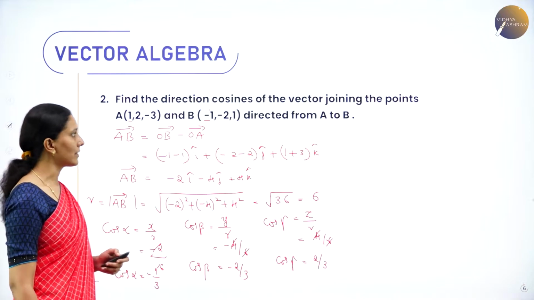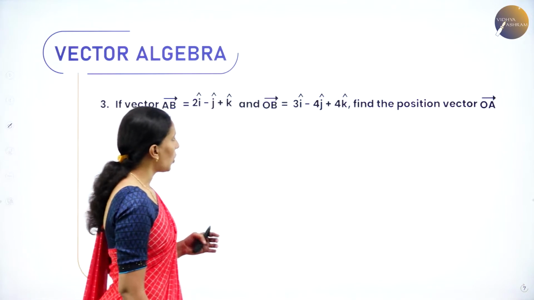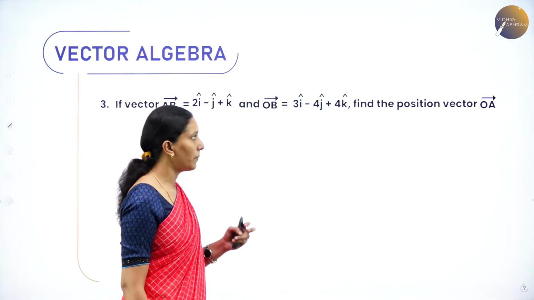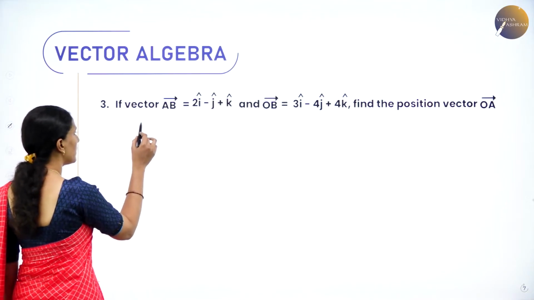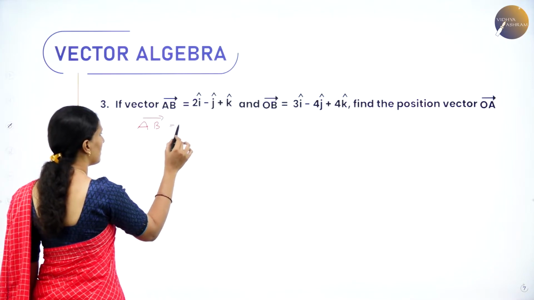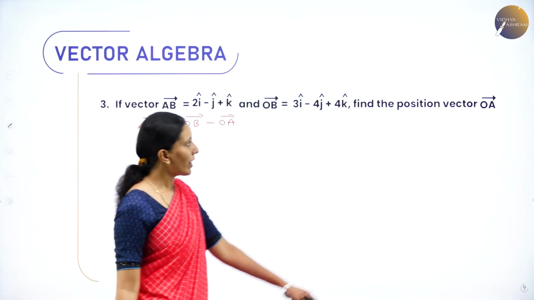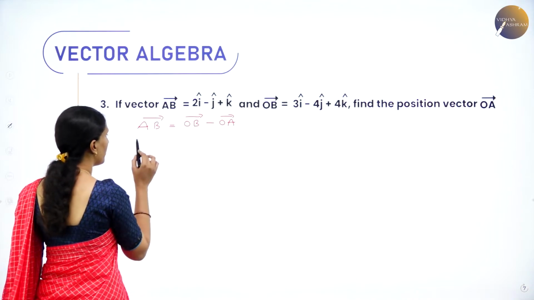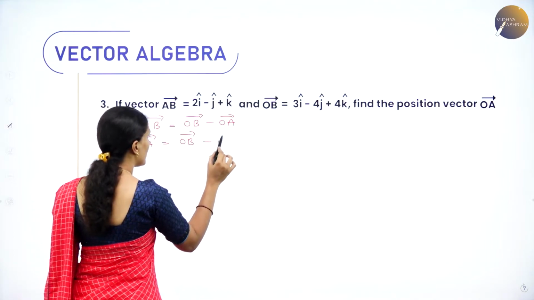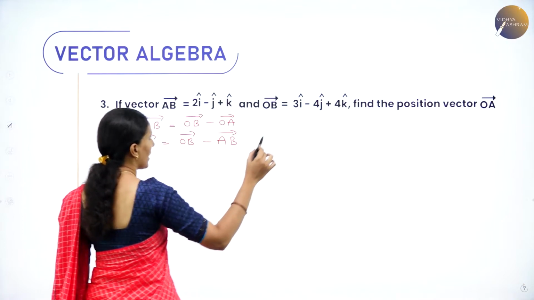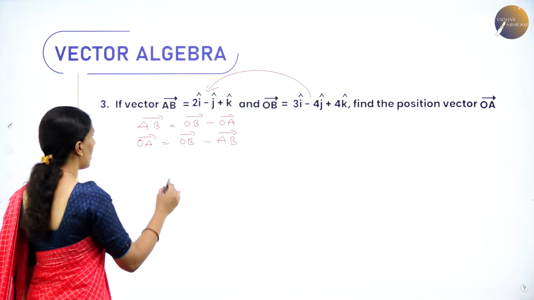Next, if vector AB is 2i minus j plus k and vector OB is 3i minus 4j plus 4k, find the position vector of OA. First, let us write AB. So vector AB is nothing but vector OB minus vector OA. So now I need vector OA. Vector OA can be written as vector OB minus vector AB. That means I have to subtract AB from OB. So now let me subtract.